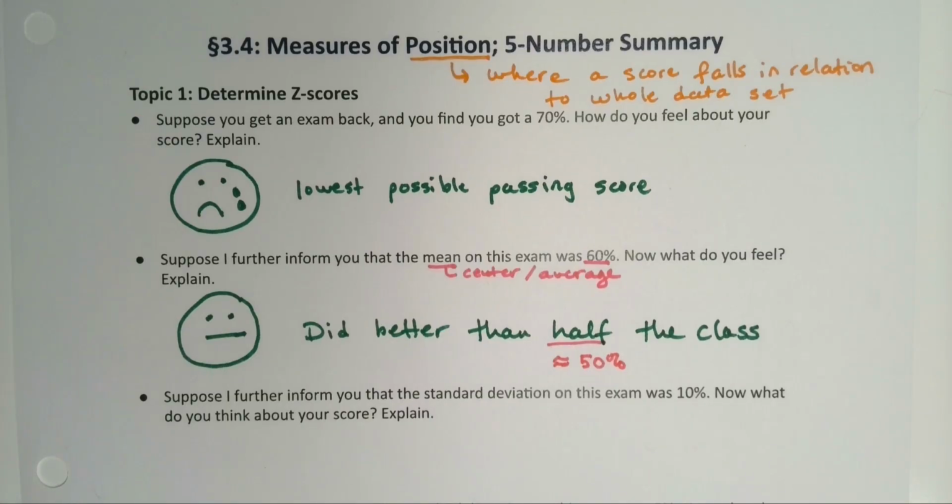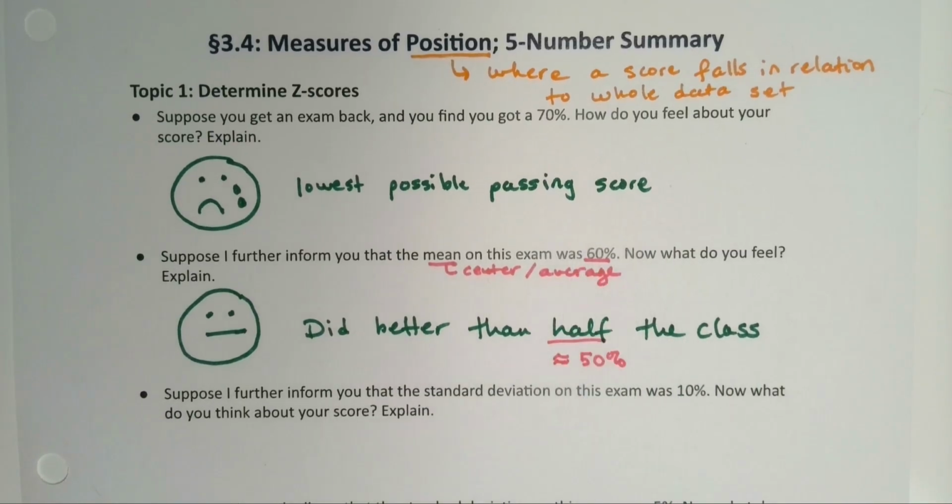So you're putting yourself in a measurement of position. You're trying to think about where you lie in relation to the rest of the group. Whenever I give back an exam, the first thing students want to know is what the average was, because they want to make that comparison. They want to know where they're falling in relation to the group.